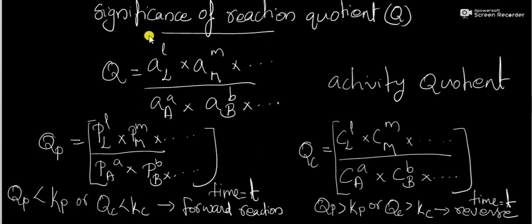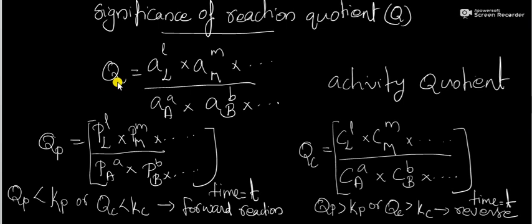Next, we have to discuss the significance of the reaction quotient Q. We know the Van't Hoff reaction isotherm, that is delta G is equal to delta G0 plus RT ln Q, where Q is the reaction quotient or activity quotient, which can be expressed as aL to the power l into aM to the power m into etc. divided by aA to the power a into aB to the power b into etc., for a general reaction aA plus bB plus etc. gives lL plus mM plus etc. That is our normal general equation, and here Q is the reaction quotient or activity quotient.